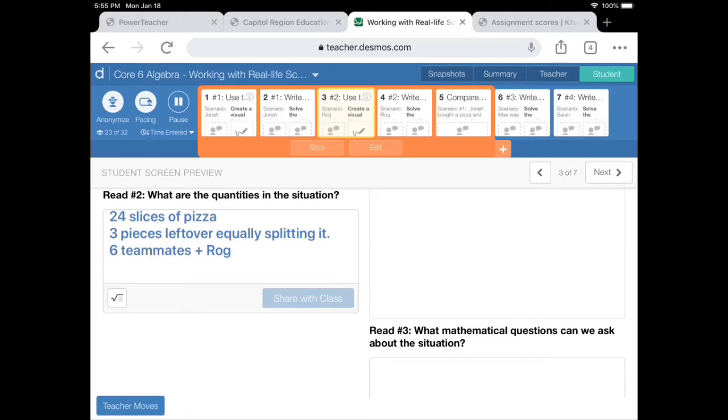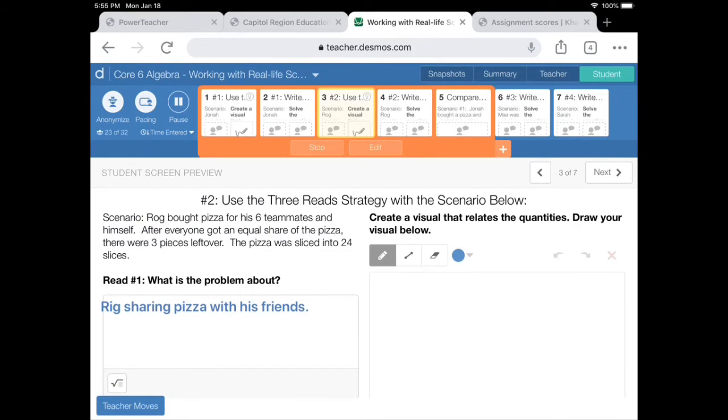Okay. So as we look at what we're going to do for a visual, we might start to think about how this is a little bit different. So this time we have a pizza. It's sliced into 24 slices. I really don't want to draw that out with 24 different slices. So I may opt to just draw a picture of a pizza, with a 24 in it. And then it's being divided into 6 teammates and Raj.